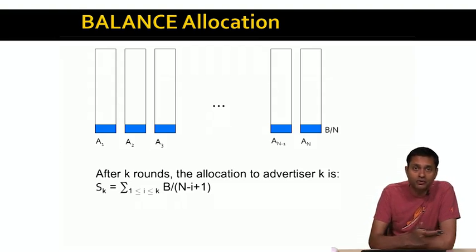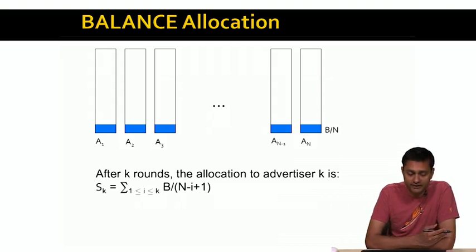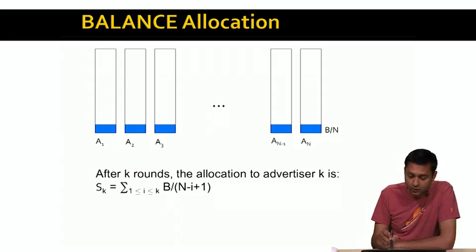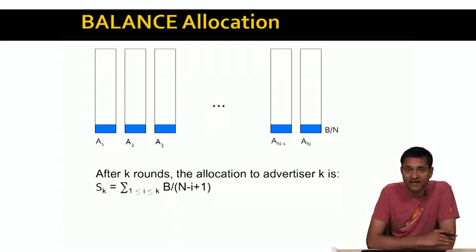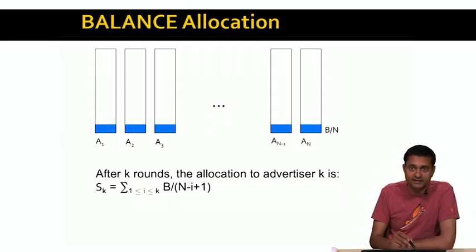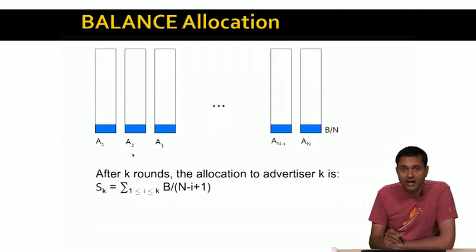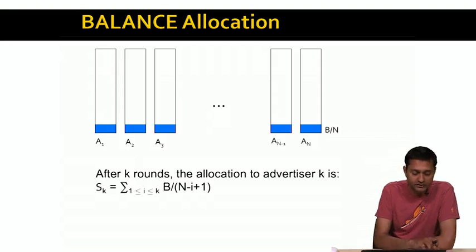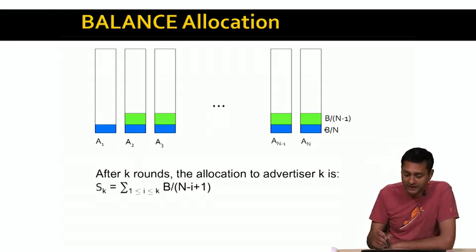Now, when the round 2 queries come in, the bidders are advertisers A2 through AN. A1 doesn't bid for the round 2 queries. And once again, the balance algorithm will assign an equal number of the round 2 queries to each of the eligible advertisers A2 through AN. Now, the number of eligible advertisers in this case is not n, but n minus 1. And so the balance algorithm will end up assigning B by n minus 1 round 2 queries to each of the advertisers A2 through AN.